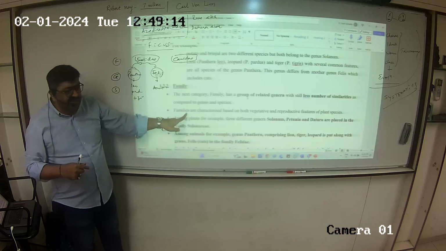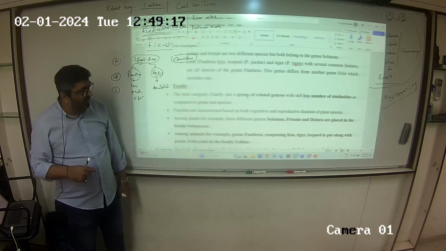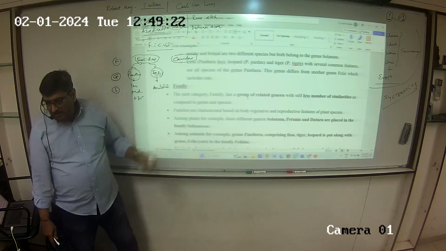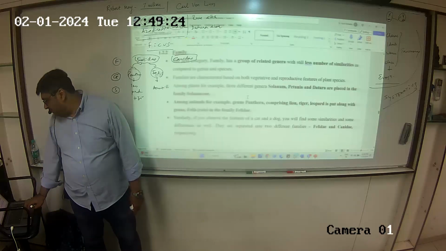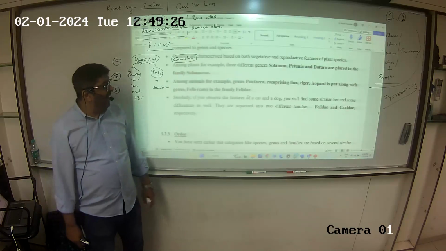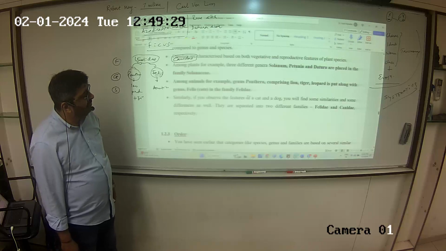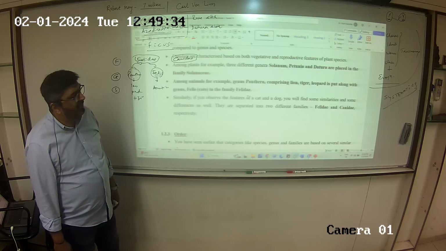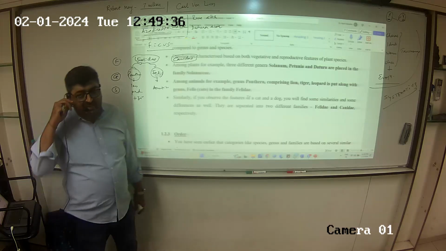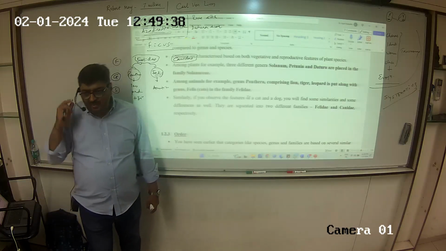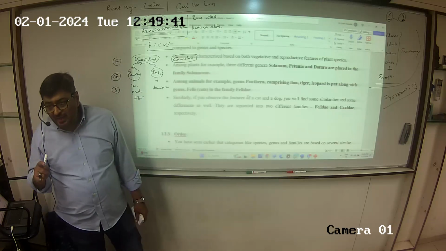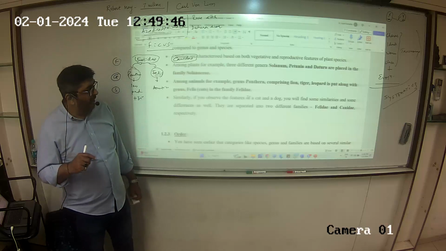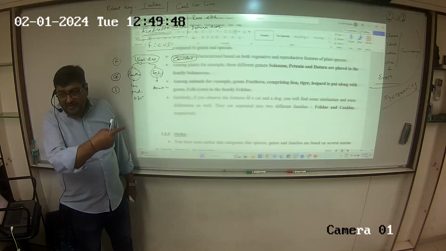Families are characterized based on both vegetative and reproductive features of plant species. Please mark this. I troubled people a lot on this. Amongst plants, for example, 3 different genera, Solanum, Petunia and Datura, are placed in family Solanaceae. You had read Solanaceae, right? Petunia came there as an ornamental. So Petunia there is a genus.